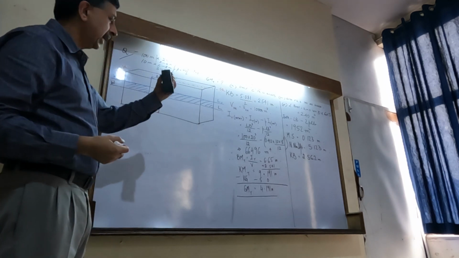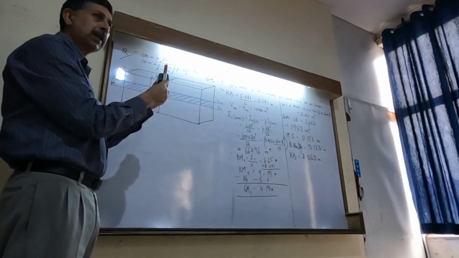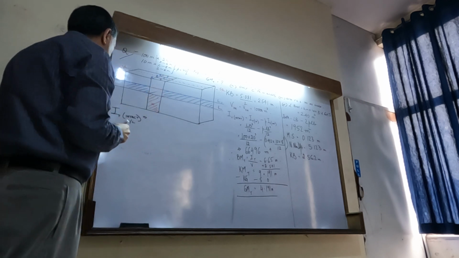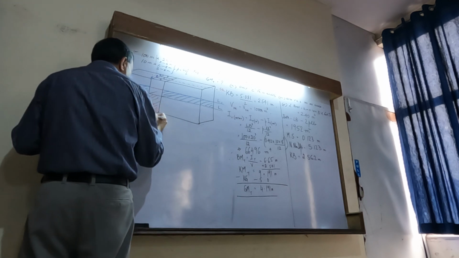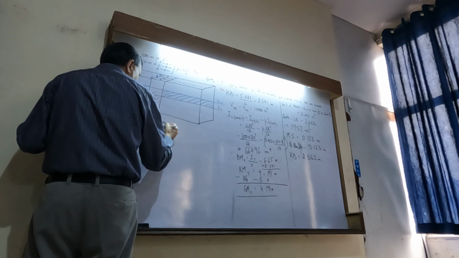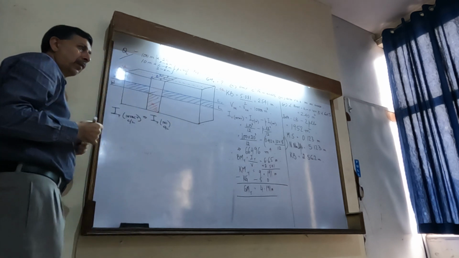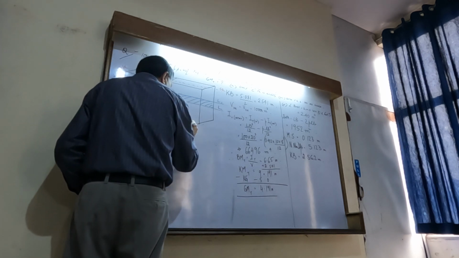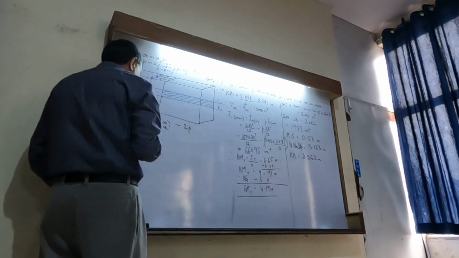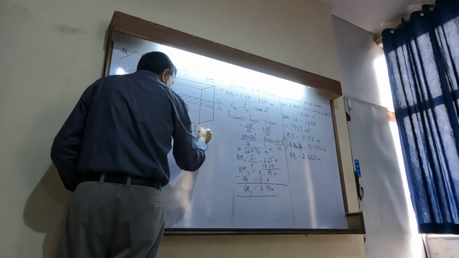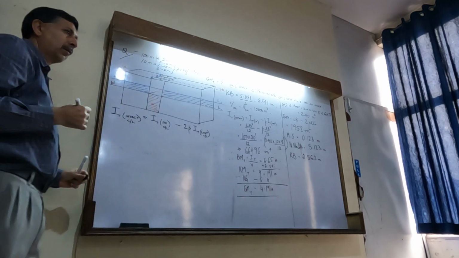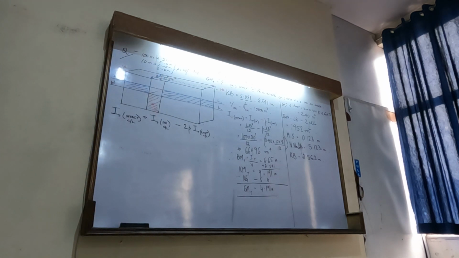If I look at it from here like this, this will give me IT initial about the center line. Okay. Minus 2P, or IT lost also should be about the center line. Okay.